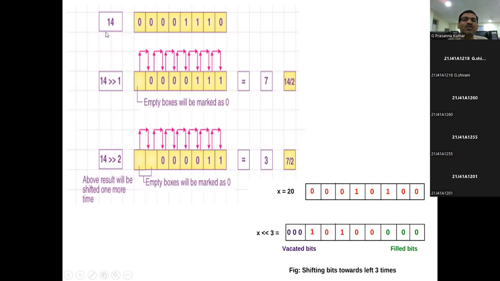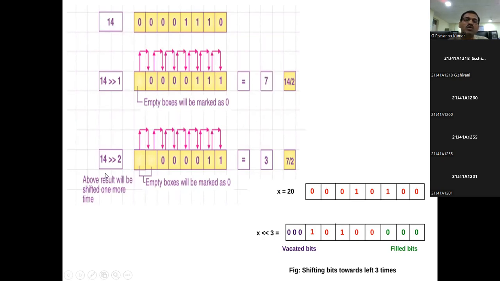That means if you have defined A equal to 14, then A by 2 gives 7 itself. The internal operation is carried out like this. 14 is 8 plus 4 plus 2. This 14 is the defined object. If you right shift one time, it automatically divides by 2. It gives a result of 7.